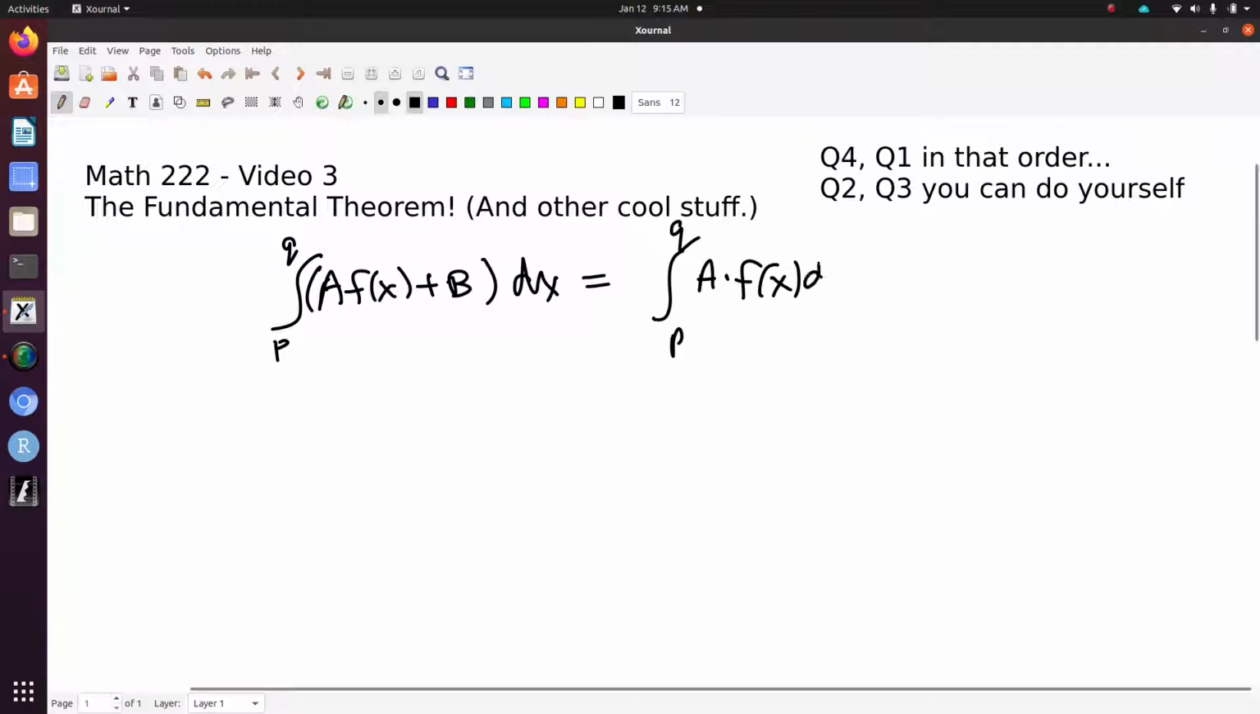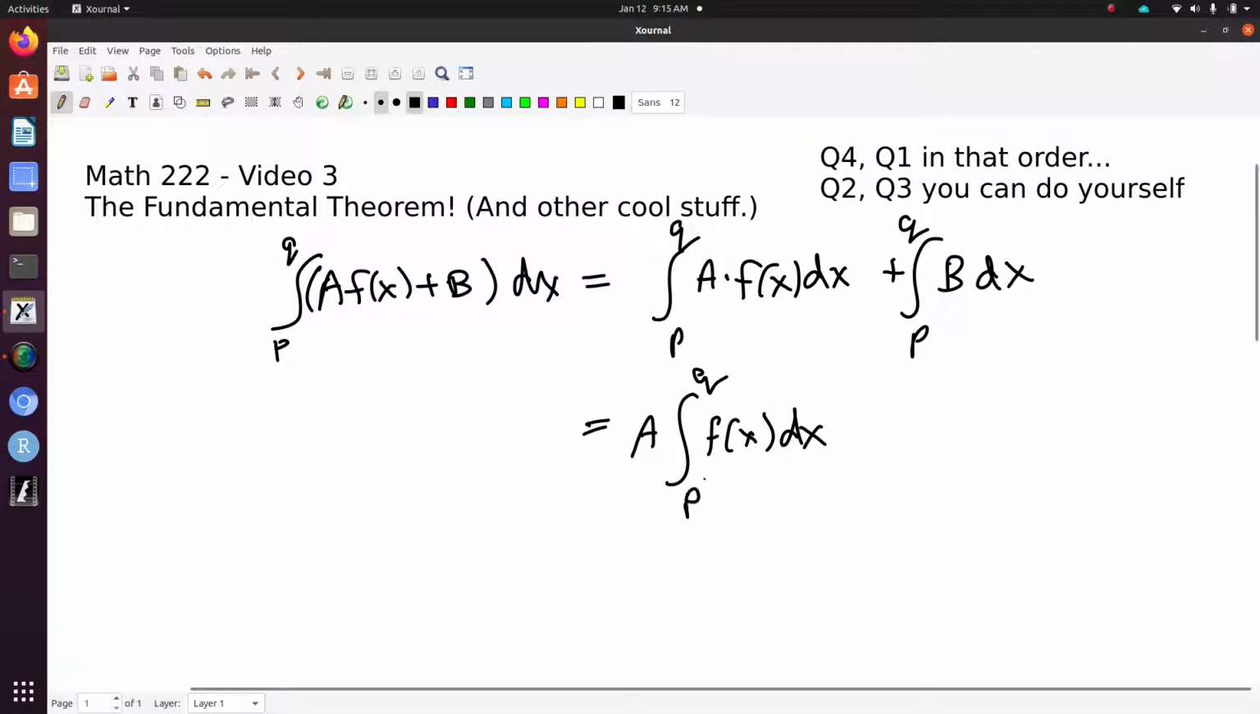The first piece can go in an integral by itself, and the second piece can go in an integral by itself because it exhibits what's known as linearity. And by the same token, you can split out the a like this as a multiplier. So then you have this structure. Now we have another trick here. This here is just b times q minus p.